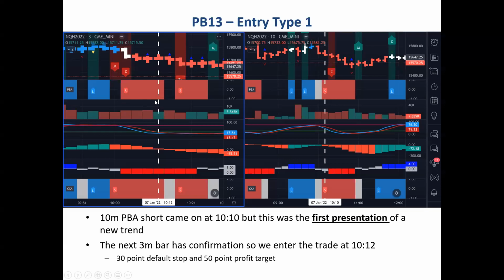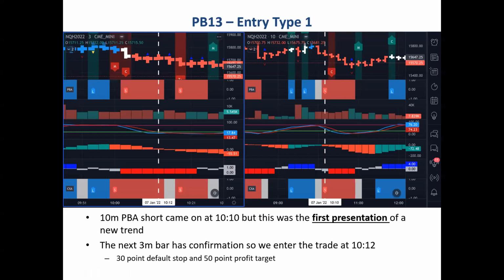The next 3-minute bar that will open will be the 10:12. And we already had confirmation as of 10:10. We already had confirmation because everything was aligned. In fact, we were seeing short conditions for several bars leading up to 10:10 on the 3-minute. But since that's the first presentation of a new trend, we are going to wait for one additional 3-minute bar to open and confirm the alignment. So the entry in this case is on the 3-minute 10:12 bar.